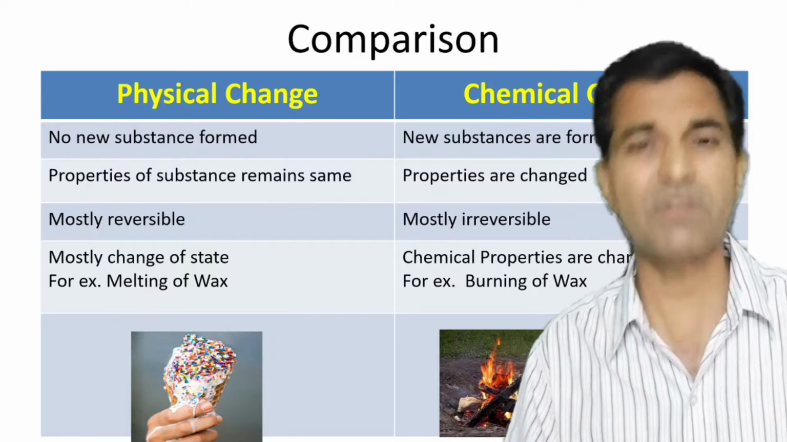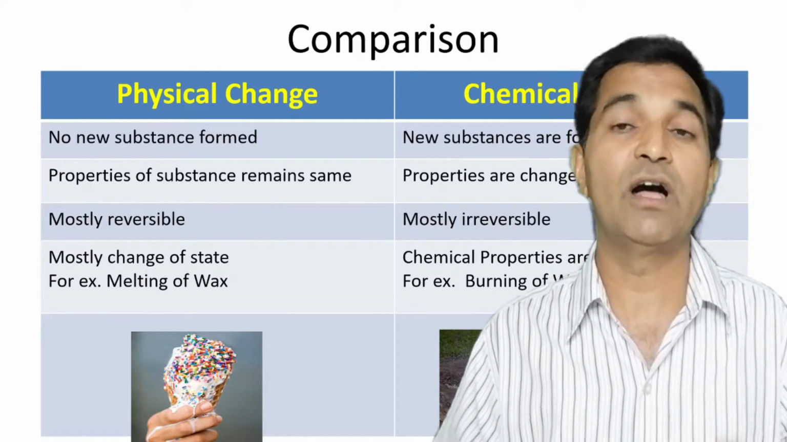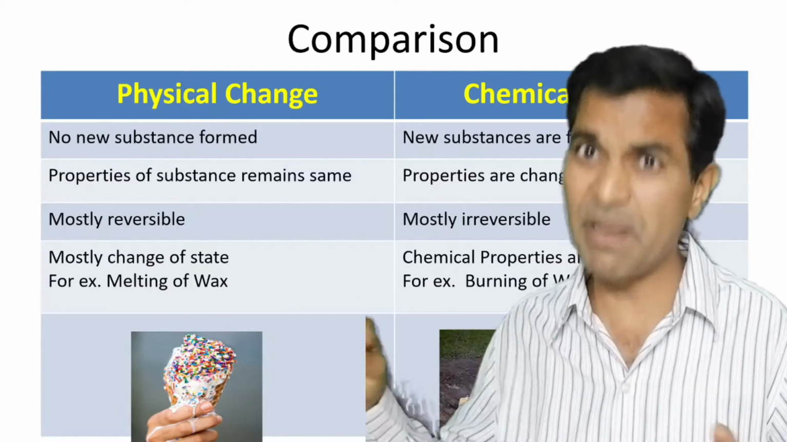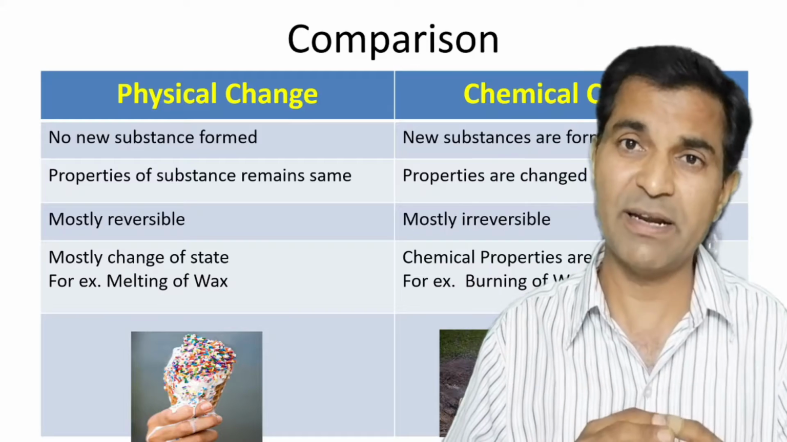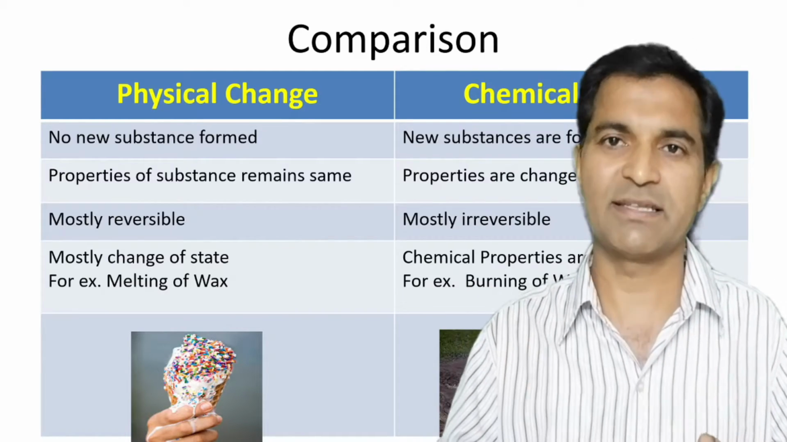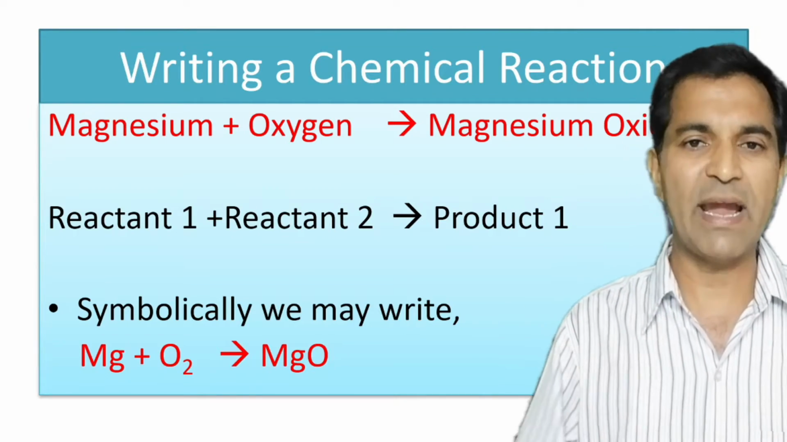But is it possible to retrieve burnt wood back to its wood shape? Is it possible to bring back the wood after burning? No, it is not possible to get back wood from the ash, because it is a chemical reaction. So how to write a chemical reaction?